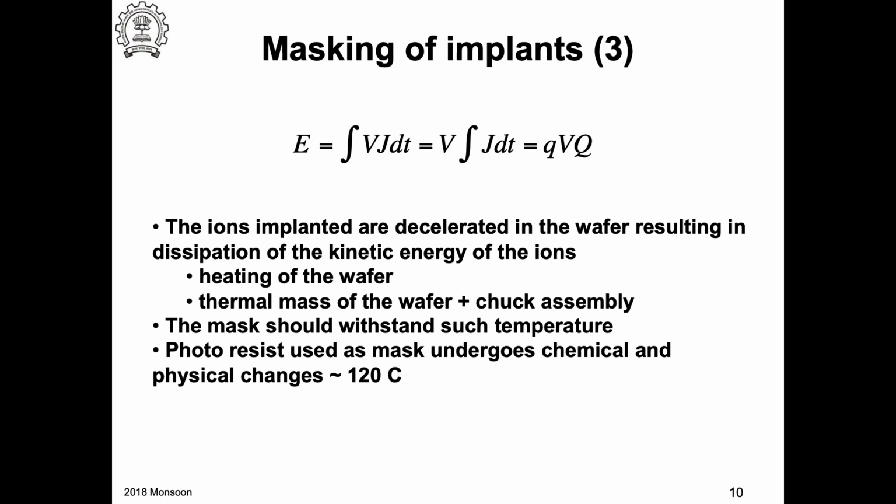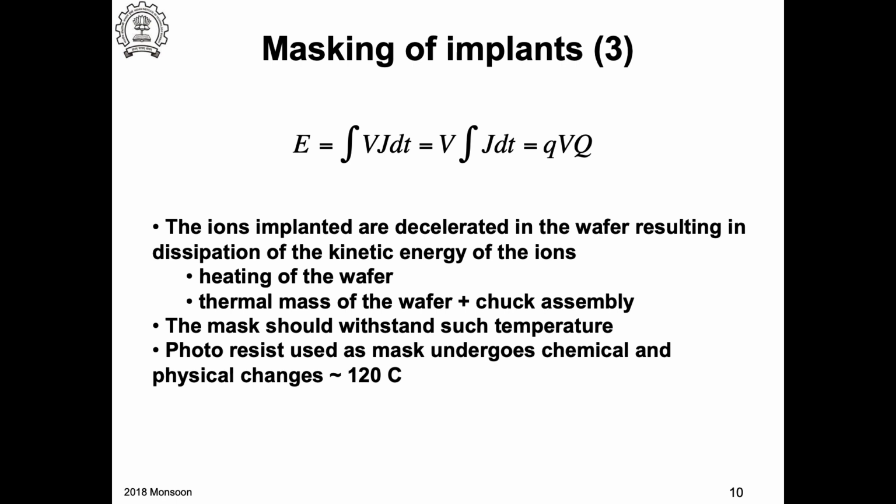For example, once the job of the mask is done, you have to remove it. So if that material has gone through some physical and chemical transformations, it may be more difficult to actually remove these things. So you have to use some special chemistry.